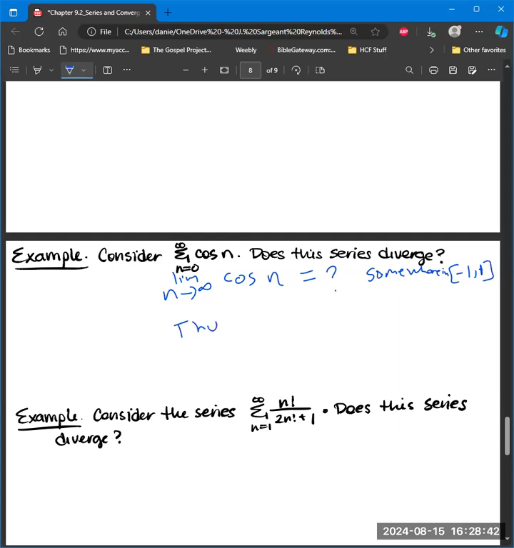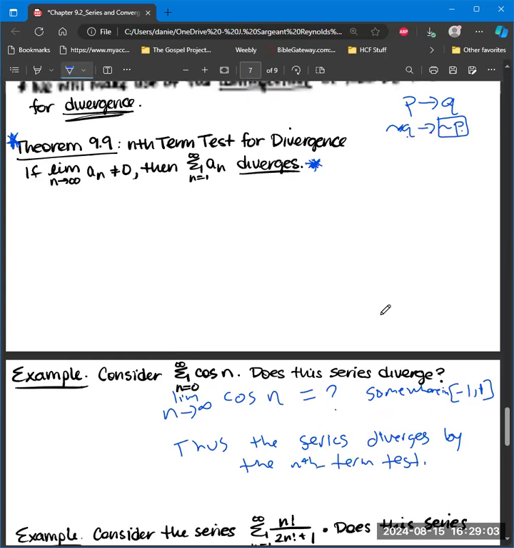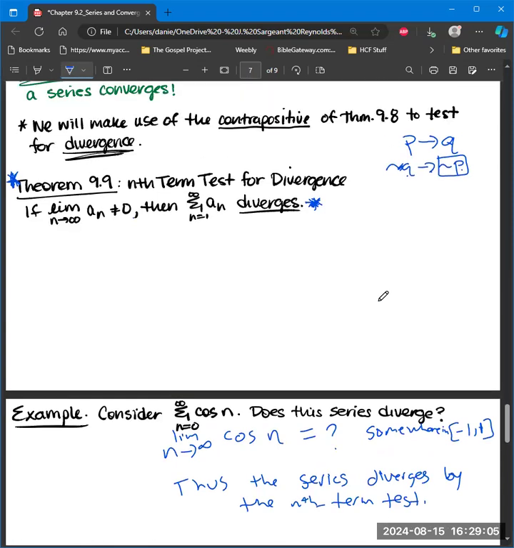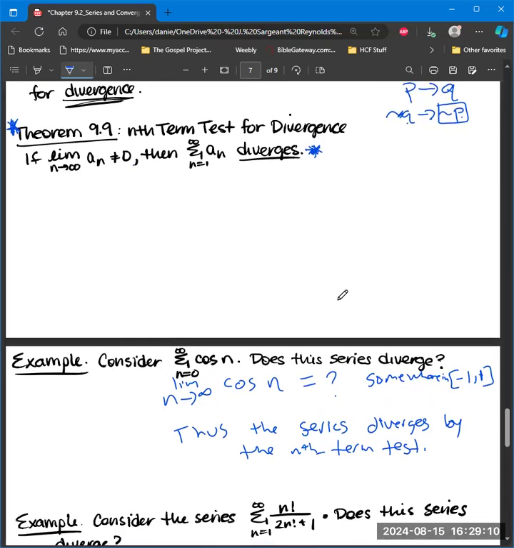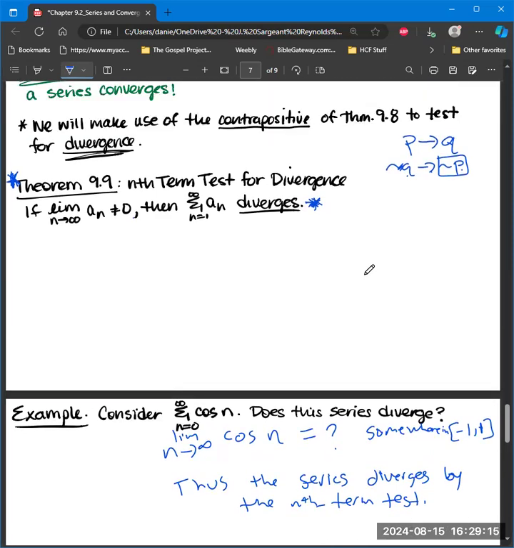Thus, the series diverges by the nth term test, because it doesn't always equal 0. If we're going to add infinitely many things, we have to keep adding 0 at the end so we don't change what it is that we're adding up to. That's the only way it works.